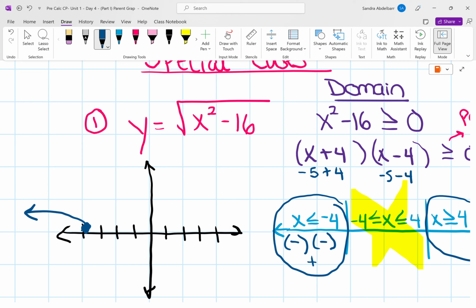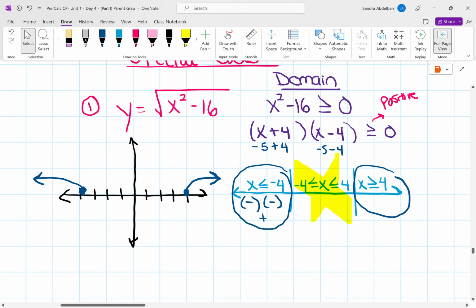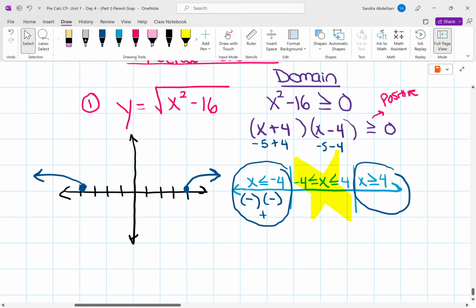But isn't there another part of this domain? X is less than or equal to negative 4, or what else? Greater than 4. So now I'm going to go to 4, and now I'm doing a shooting star in that area. So what is this special case about? This is a shooting star, but how many shooting stars? 2 shooting stars. Anytime you have x squared or a quadratic, it's going to be shooting stars going into two different regions.